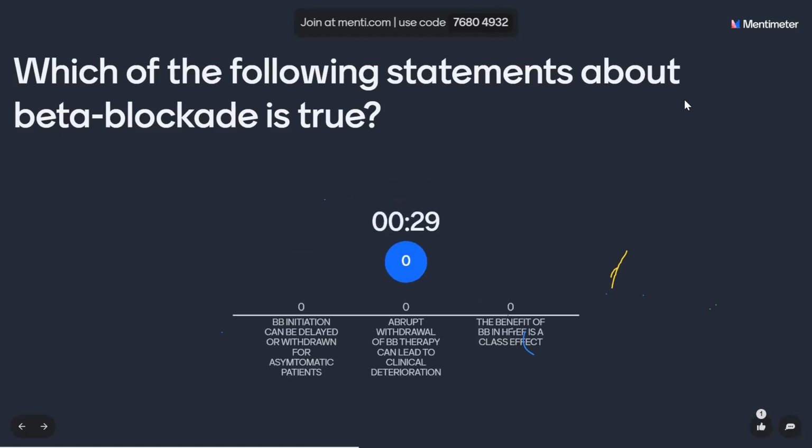Which of the following statements about beta blockade is true? Beta blockade initiation can be delayed or withdrawn for asymptomatic patients. Abrupt withdrawal of beta blockade therapy can lead to clinical deterioration. The benefit of beta blockade in HFrEF is a class effect. Which of those statements is true?